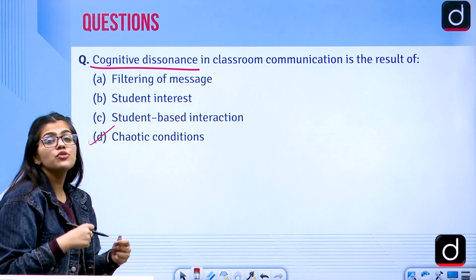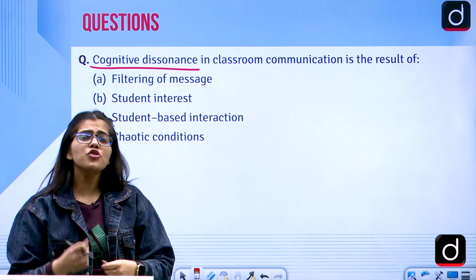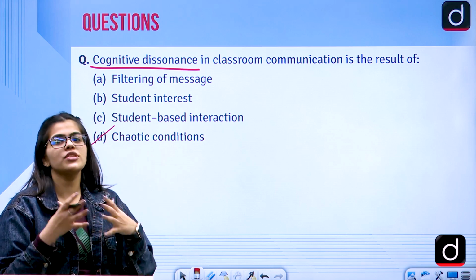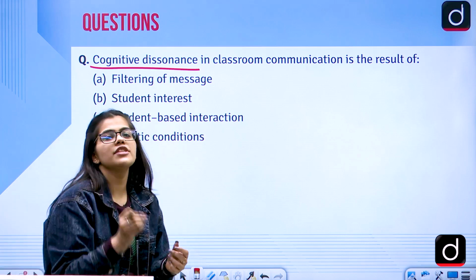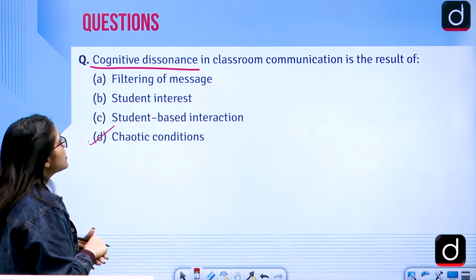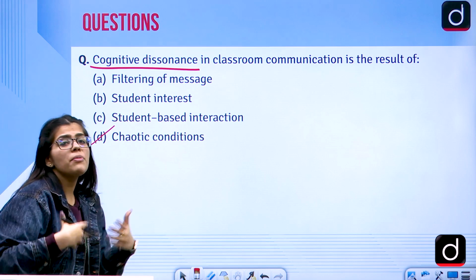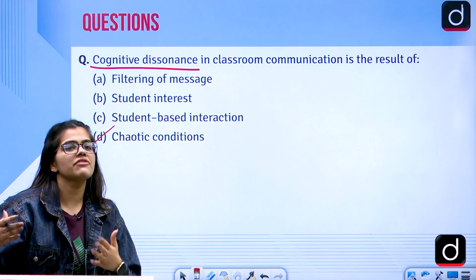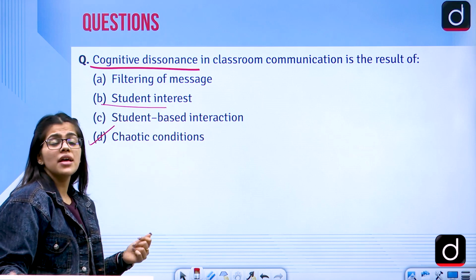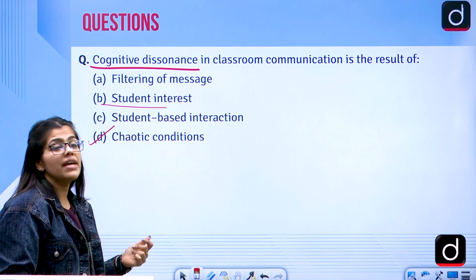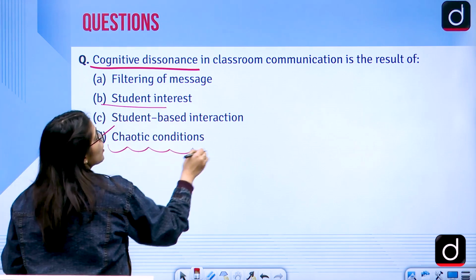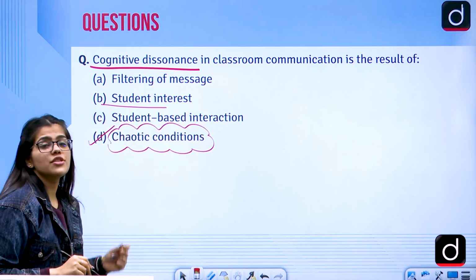Or maybe sometimes you use the mode of gratification. You don't know the difference between right and wrong. That is the point where you are struggling. This is called cognitive dissonance. The filtering of the message is gatekeeping. Student interest is not a cognitive dissonance. It is the perception of the student. So that is a whole lot of different thing when we talk about student interest. Then we have the student-based interaction, and the student-based interaction is also very different from what we are talking about. Cognitive dissonance is a chaotic condition, and this is the chaotic condition in the mind.